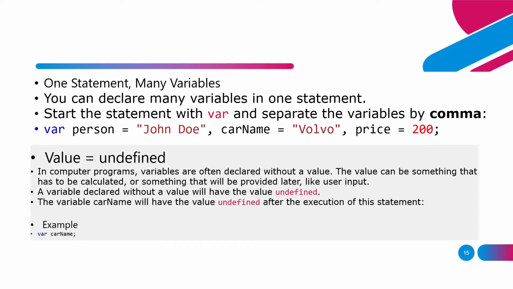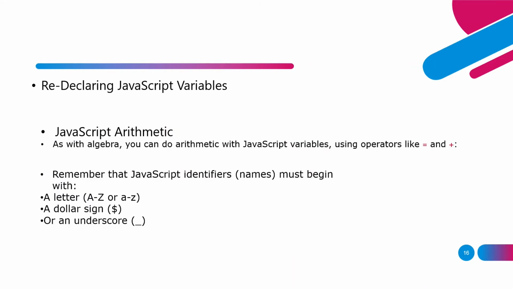Value undefined. In computer programs, variables are often declared without a value. The value can be something that has to be calculated, or something that will be provided later, like user input. A variable declared without a value will have the value undefined. The variable carName will have the value undefined after the execution of this statement. An example: var carName. We do not give any value, so this variable becomes undefined.